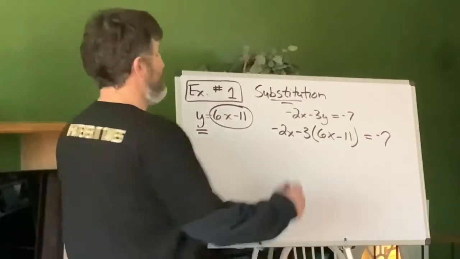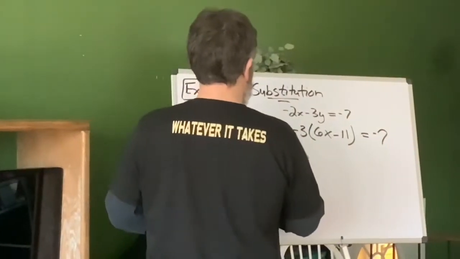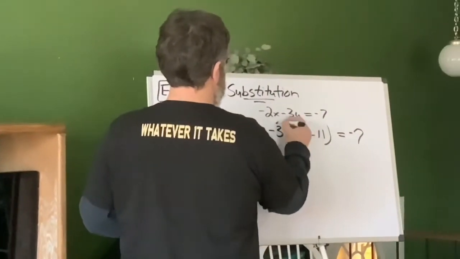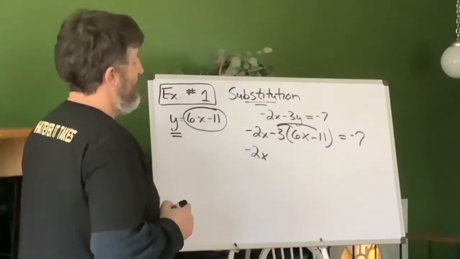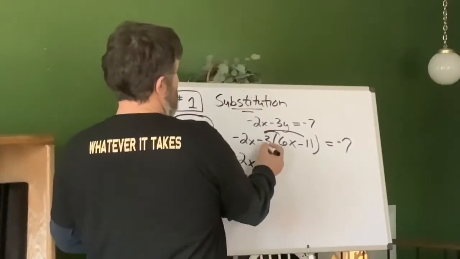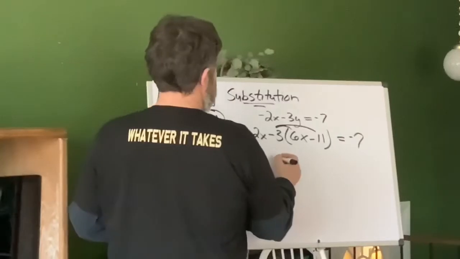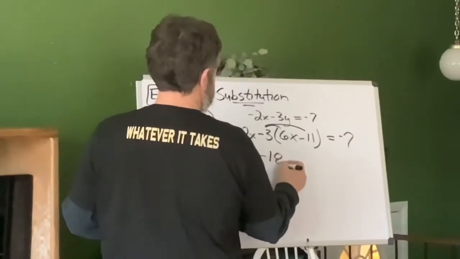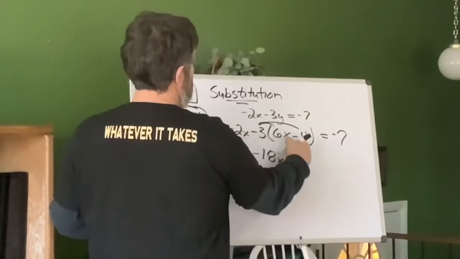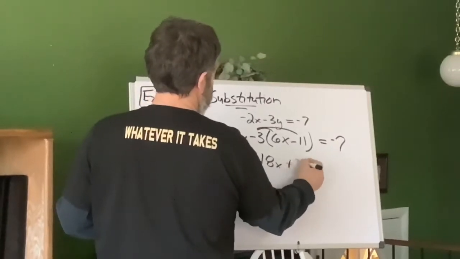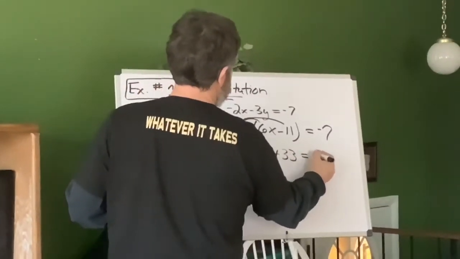So watch. I'm going to go negative 2x, little distributive property here. Okay, so here we go. Negative 3 times 6x is negative 18x. Negative 3 times a negative 11 is a positive 33, equals negative 7.